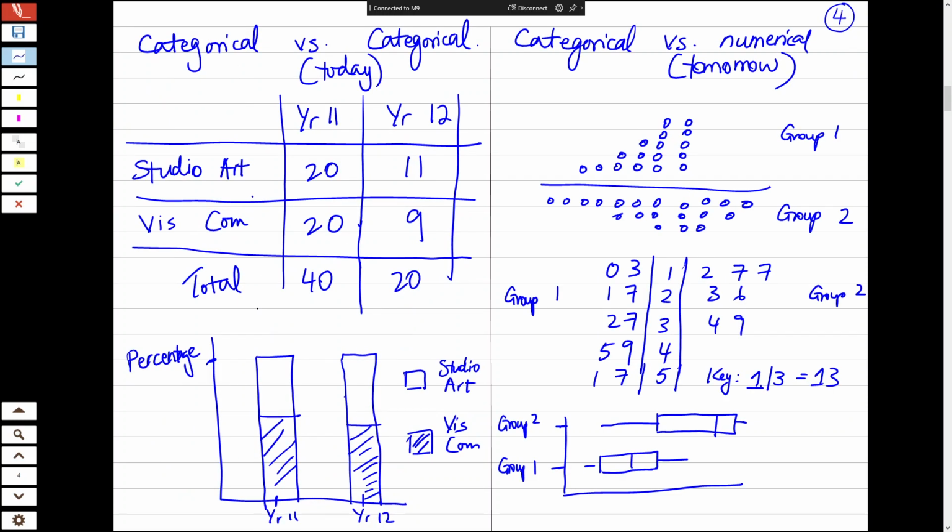Okay, you don't need to get this down. These are just some pictures. Don't worry. I'm just going to talk about it.